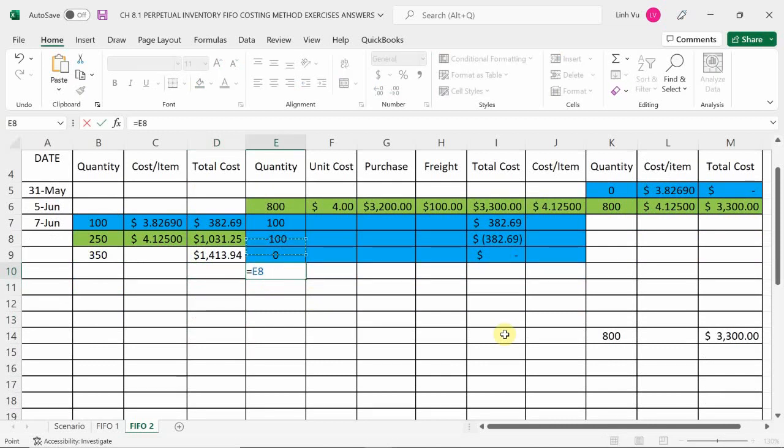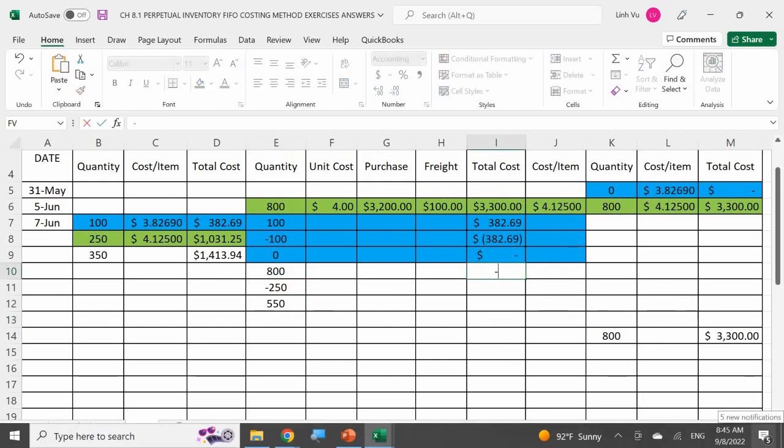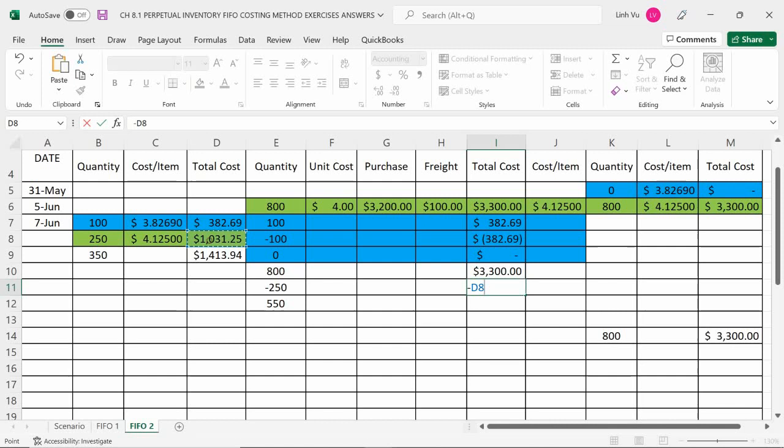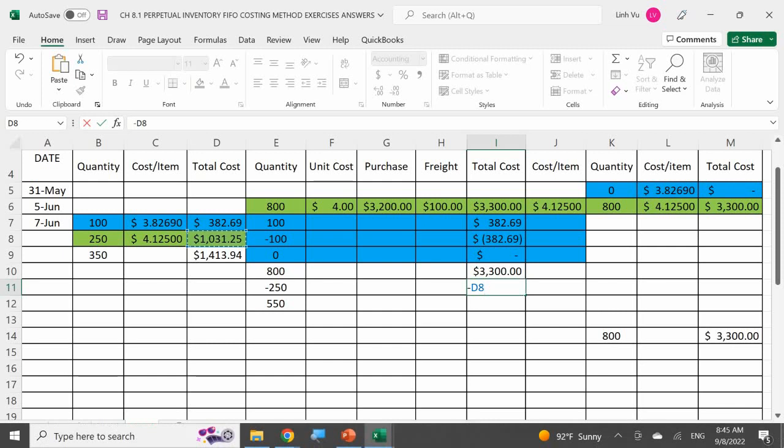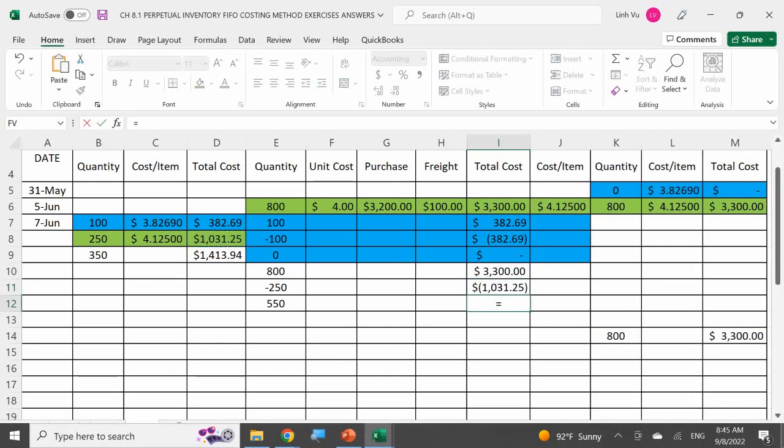Let's go ahead and do the math real quick. If I started out with 800 units and I just sold 250, how much should I have left? 550. You should have 550 left. Good. If I started out with 3,300 and I just sold 1,031.25, how much should I have left? Something ending with 75 cents, right? $2,268.75.